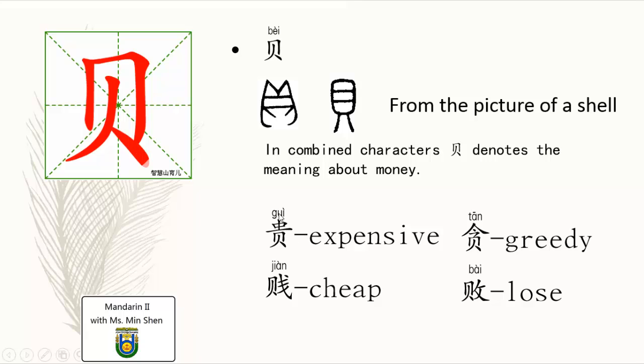So for example, 贵, expensive. We can see the component of 贝 here. 贱, cheap. So no need for a lot of money, then it's cheap. And we can see the 贝 at the left hand side. 贪, greedy, wants a lot of money. 贝 at the bottom. 败, lose, either lose the money or lose a fortune. And we can see the 贝 at the left hand side. So 贝 today denotes the meaning about money in combined characters, but as one character, it still means shell.